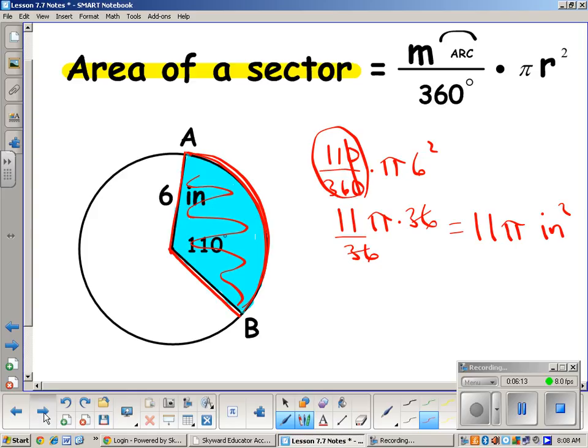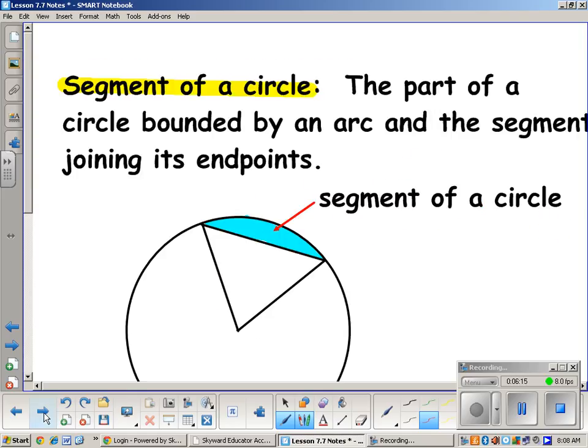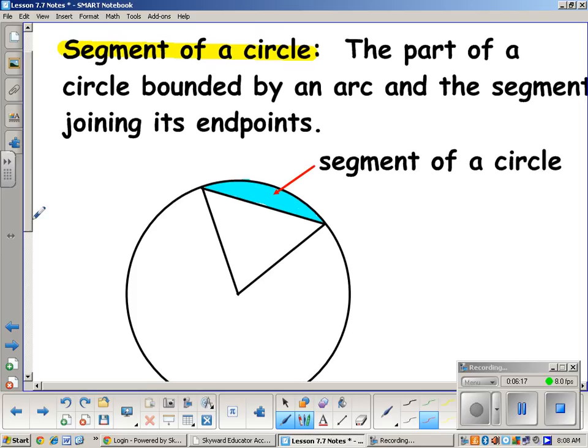All right, moving on then. A segment of a circle. I'll pause this while you copy that down. All right, a segment of a circle. A little strange. Probably the first time you've ever seen this concept of a segment of a circle.